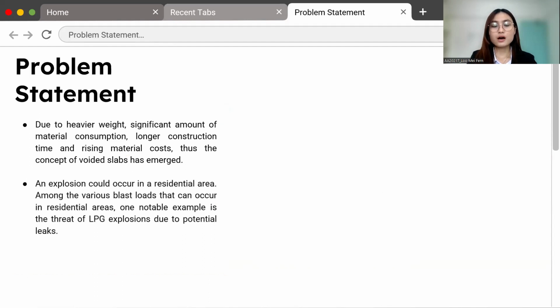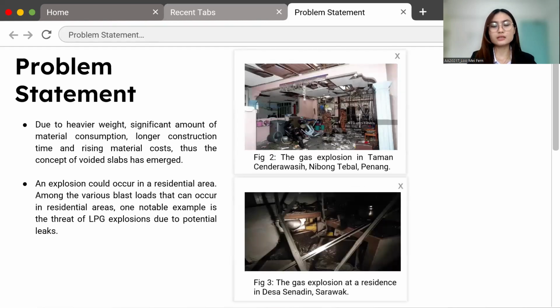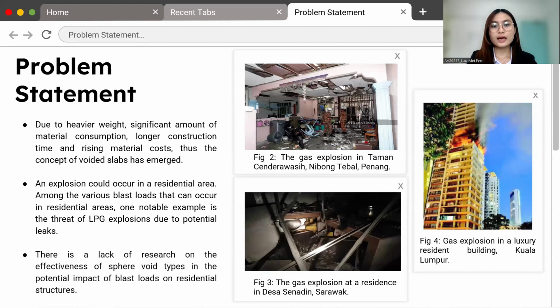Next is the problem statement. Voided slabs aim to mitigate issues associated with heavy weight, material consumption, and construction time of traditional RC slabs. However, an LPG explosion could occur in residential areas. There are many blast incidents that happen in Malaysia. Here are some examples. Hence, it is important to consider the potential impact of blast loads on residential structures. Therefore, the aim of this project is to study the behavior of sphere-voided type RC slab subjected to blast load using finite element analysis and investigate the effectiveness of this approach in detail.